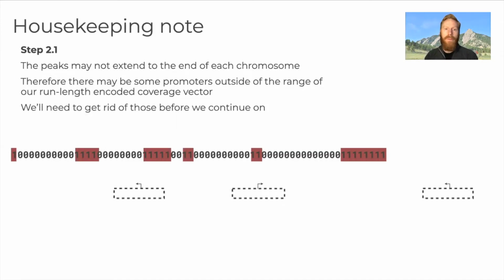And primarily the purpose of this is that the peaks may not extend to the end of each chromosome. In fact, it's unlikely that there would be a binding event near the end of a chromosome. So there may be some promoters outside the range of our run length encoded vector, and we need to filter those out before we move on. So as an example here, this promoter on the very right, we would be removing.